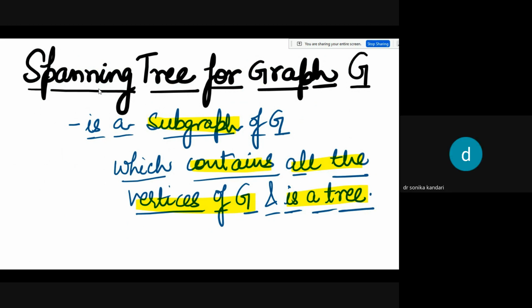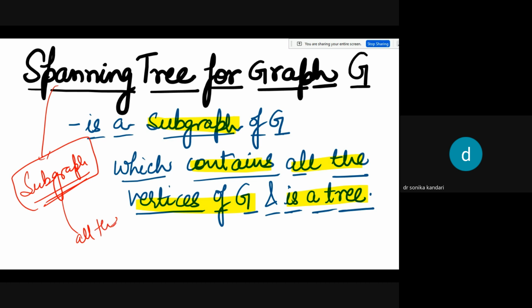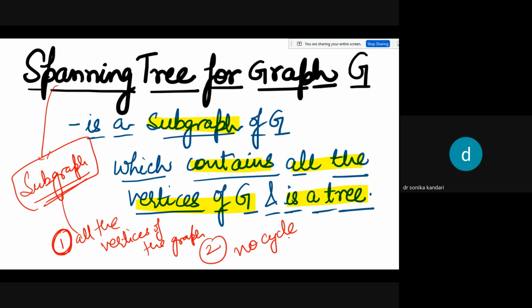Now coming on to spanning tree for a graph G. What do you mean by spanning tree? It will be a subgraph of G. Yes, very good. It will be the subgraph of your graph. And what is its property? The subgraph should have all the vertices of the graph, and second, no cycle should be there.